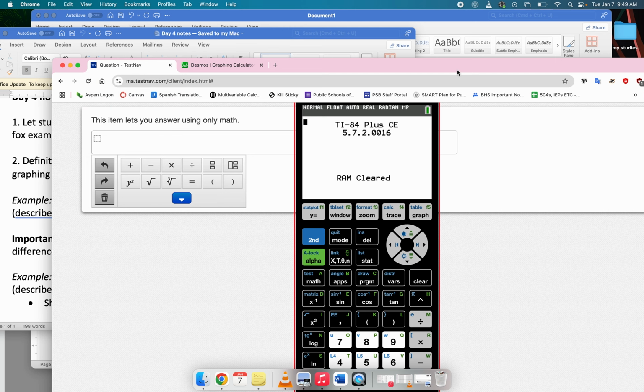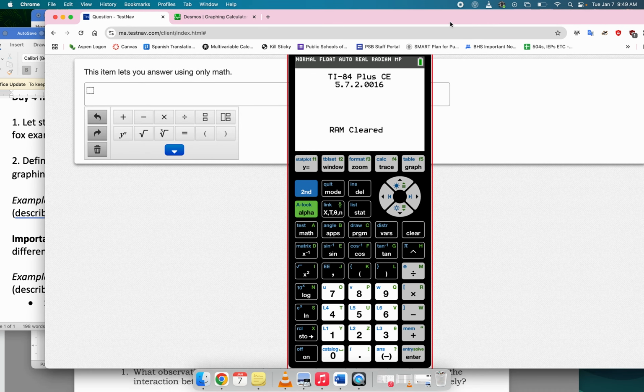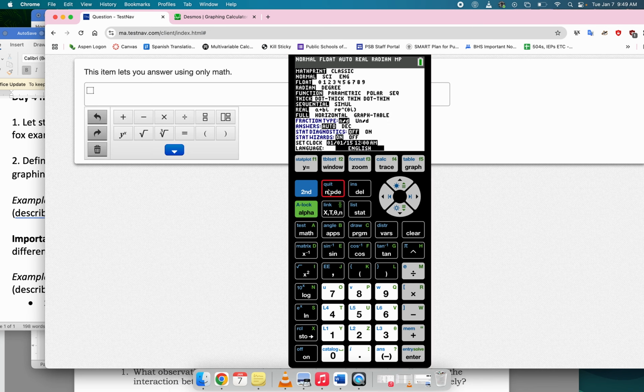Here I've got an emulated graphing calculator from TestNav. If you remember, when we did polar graphs, you would have to hit mode and then go down here and switch the function from function to polar over here. But you can see this option right between those is parametric. So that's what you want. If you want to do parametric graphs, the first step is to change it to parametric. Press enter. Okay, so now I'm in parametric mode.